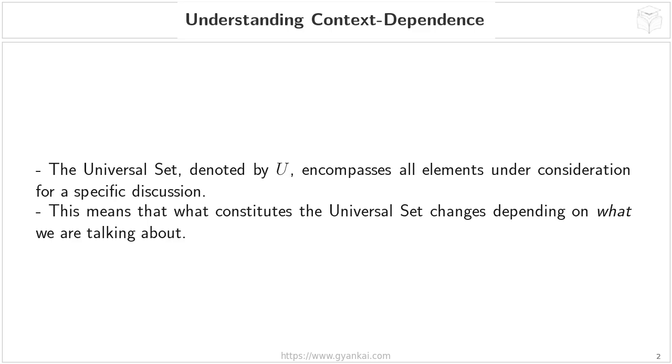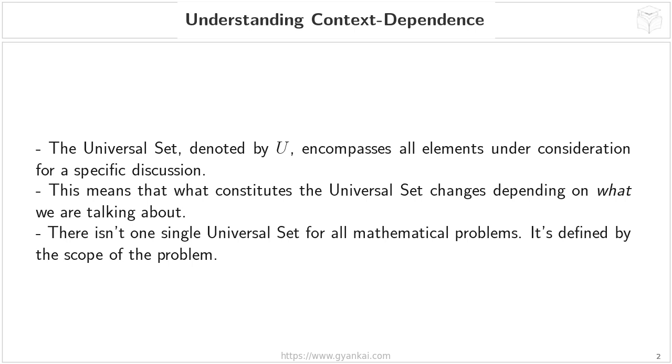And crucially, what falls inside that boundary, what makes up the universal set, isn't fixed. It changes. This means that what constitutes the universal set depends entirely on what we are talking about. If we switch the topic, the universal set switches too. We saw in the introduction that it's not a one-size-fits-all thing. There isn't just one single universal set that applies to every single math problem ever. That would be nice, but it doesn't work that way. Instead, the universal set is defined by the scope or the boundaries of the specific problem we're trying to solve.